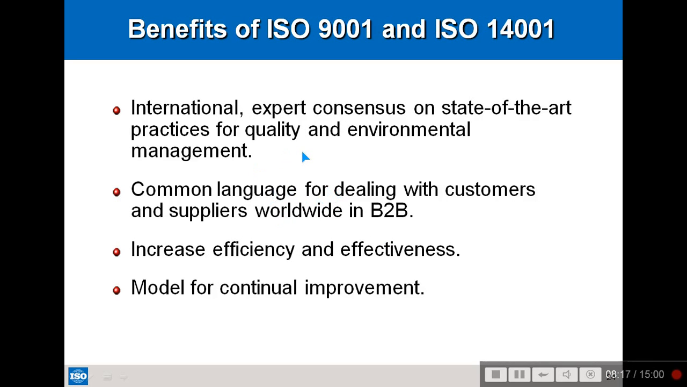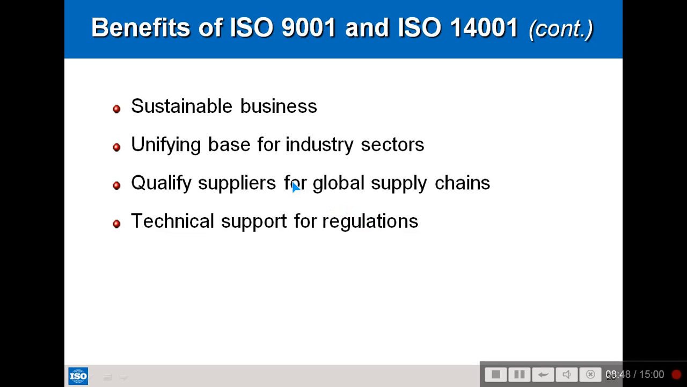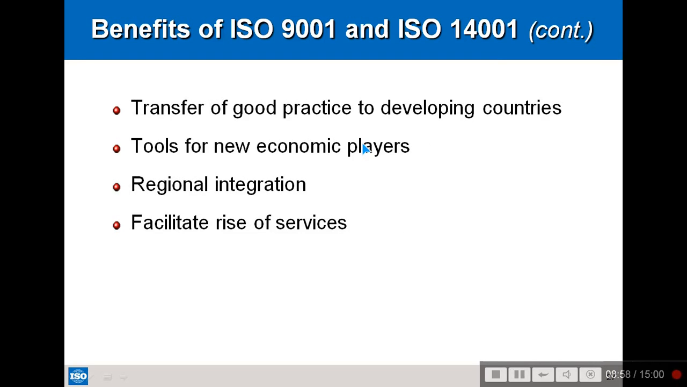So what are the benefits? International expert consensus on the state of the art practices for quality and environmental management, a common language for dealing with customers and suppliers worldwide in business to business, increased efficiency and effectiveness, and a model for continual improvement. A model for satisfying customers and other stakeholders, building quality into products and services from design onwards, addressing environmental concerns of customers and the public, and complying with government regulations, integrating with the global economy. Sustainable business, a unifying base for industry sectors and qualifying suppliers in global supply chains, technical support for regulation, transfer of good practice to developing countries, a tool for new economic players, regional integration, and facilitating the rise of services.